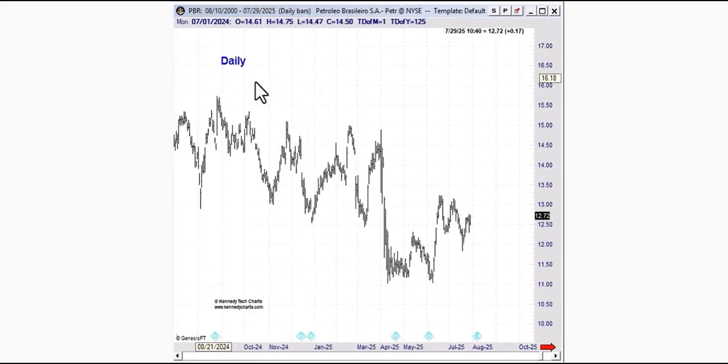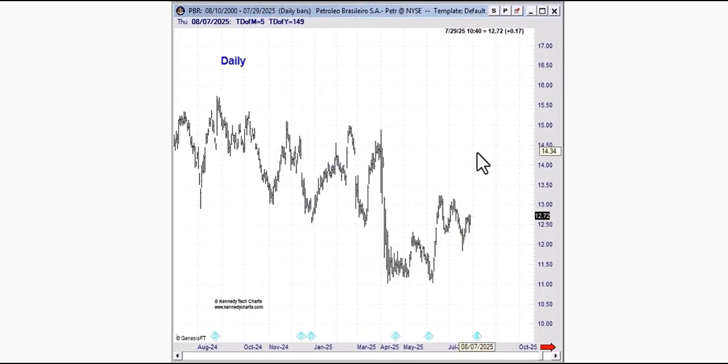Okay, now let's move on and take a look at another price chart. Petrobras Brazil, I can't even say it. We'll just say ticker symbol PBR. Okay, so why would you think this would catch my attention? Well, welcome back. Two things caught my attention here.